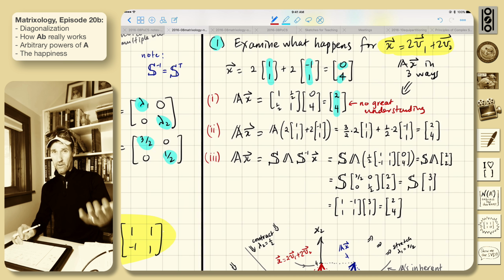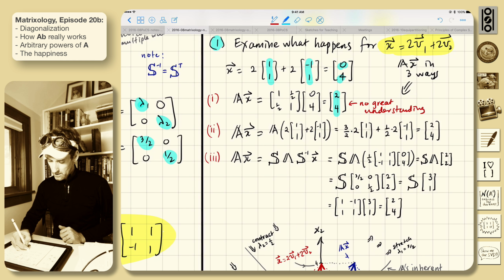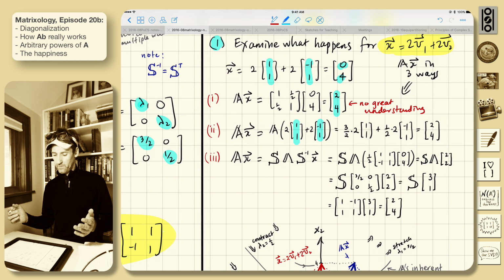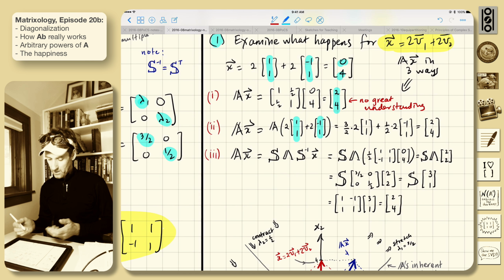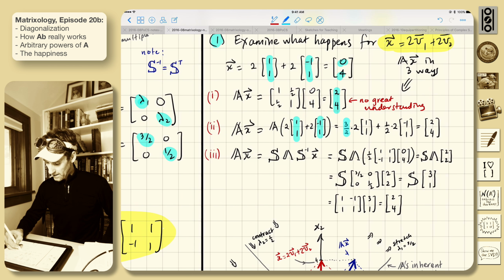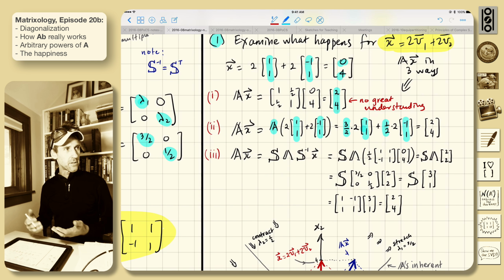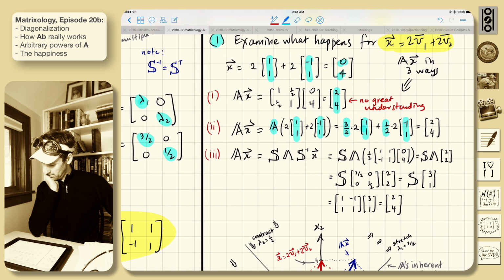Now, if we knew, and of course we did, we set this up, that it's the sum of 2 eigenvectors with these weights on them, then it's easy. A times 1, 1 is just 3 halves times 1, 1, and A times minus 1, 1 is just minus 1, 1 times a half. It's simple. We don't have to do the multiplication once we know the eigenvectors. If you add everything up, we get the same answer as before. Fine, so that's better.